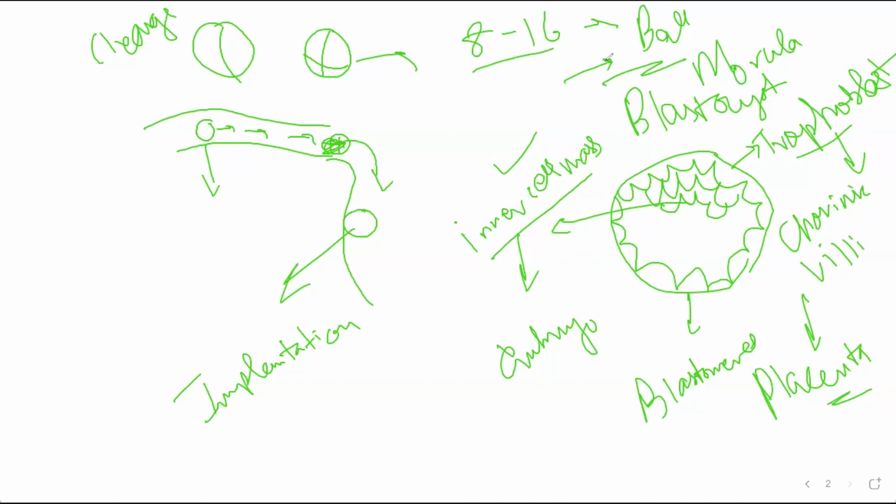What's happening to the trophoblast? They are forming the chorionic villi. The chorionic villi, later on, invade the endometrium lining and finally form the placenta. This placenta is a structure that helps in exchanging all the nutrients from the maternal blood to the embryo. Okay, fine. So we have these structures present.